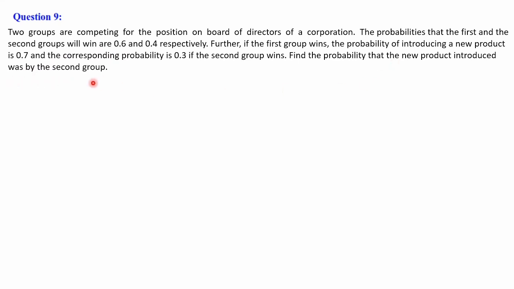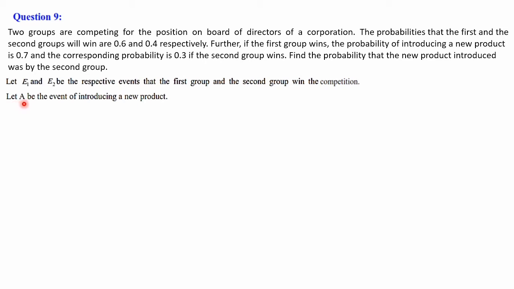So it is a reverse probability question. Two groups are mentioned here, so let's define E1 and E2. Let E1 and E2 be the respective events that the first group and the second group win the competition. The first group winning we can take as E1, and the second group winning we can take as E2. And we have to go for A. Here it is mentioned, introducing a new product. Find the probability that the new product introduced, that is our event, so another event. Let A be the event of introducing a new product.